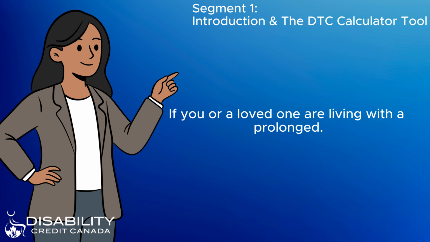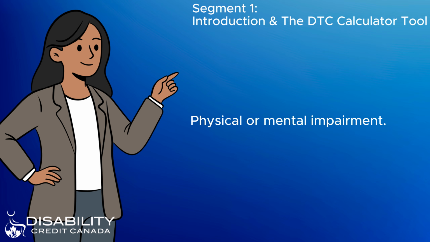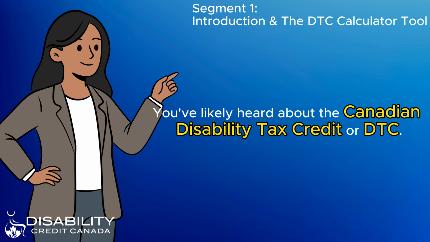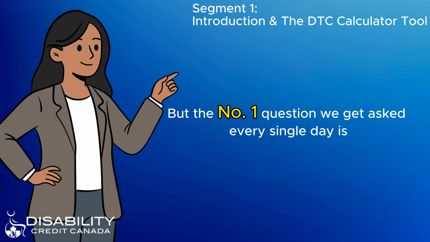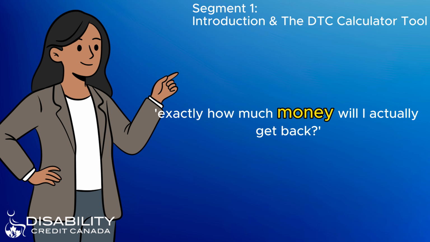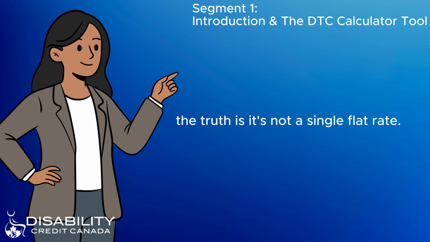If you or a loved one are living with a prolonged physical or mental impairment, you've likely heard about the Canadian Disability Tax Credit, or DTC. But the number one question we get asked every single day is, exactly how much money will I actually get back? The truth is, it's not a single flat rate.